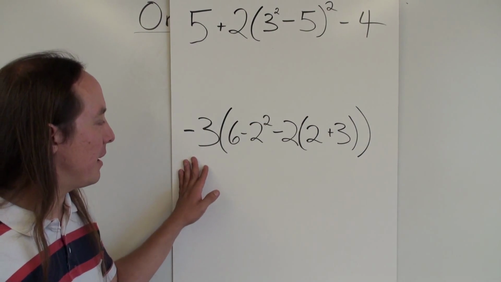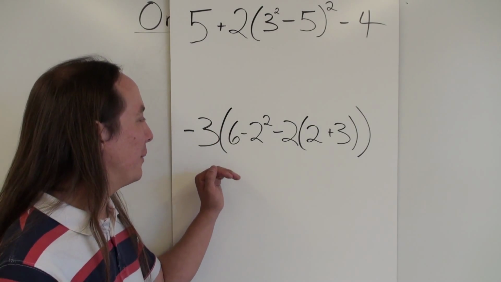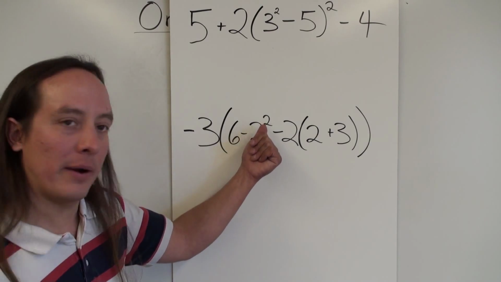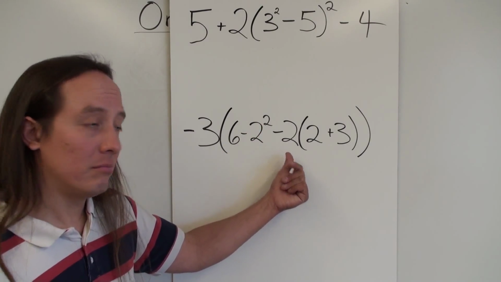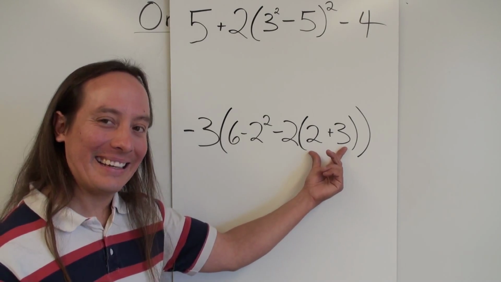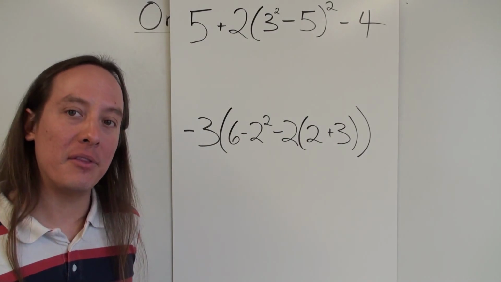And the second one is -3, right up against parentheses, wink, wink, right? Wink, wink, nudge, nudge. And then inside the parentheses I have 6 minus 2 squared, minus 2, another parentheses, 2 + 3, okay? And then close the big parentheses. Close both of them, the small one and the big parentheses.